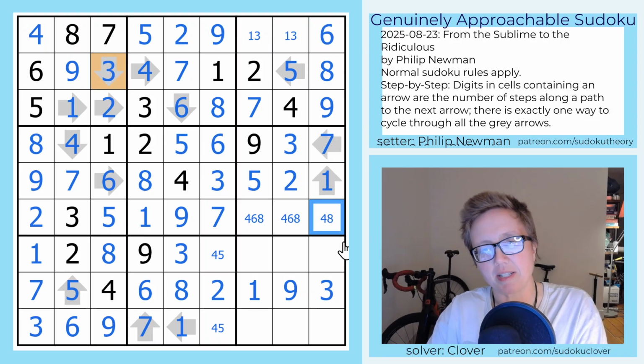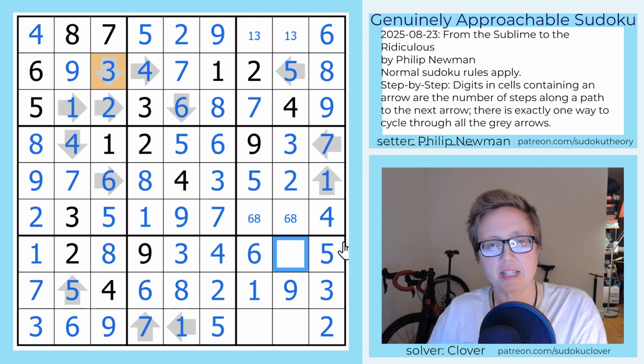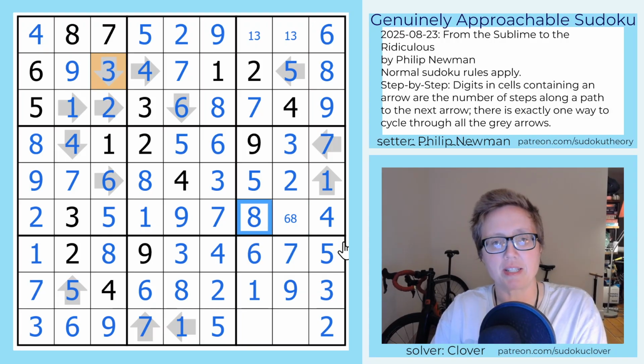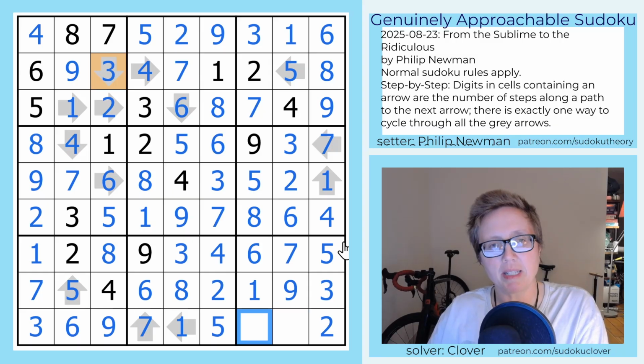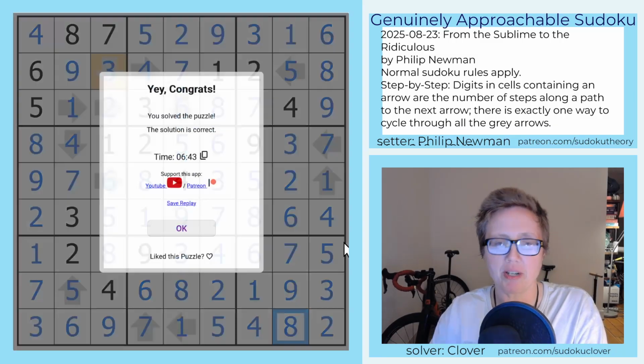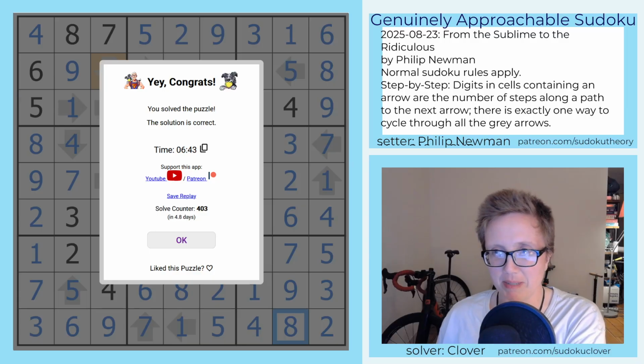I can eliminate 6 and 8 from this cell, making it a 4. And then here I need 2 and 5 to finish the column, which resolves this. Now I need 6 and 7 here, which resolves this 8, and also the one that I placed earlier resolves that. And my last two cells are going to contain a 4 and an 8 to finish the puzzle. And that is how you solve Philip Newman's From the Sublime to the Ridiculous.